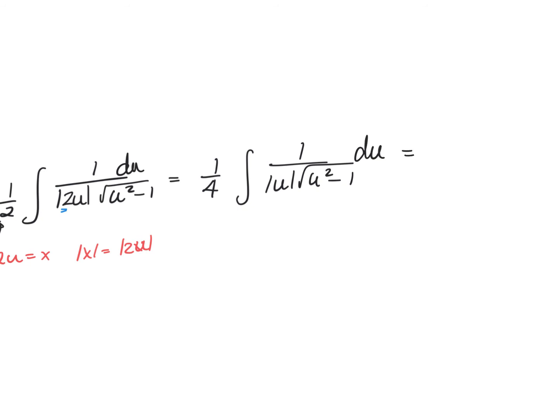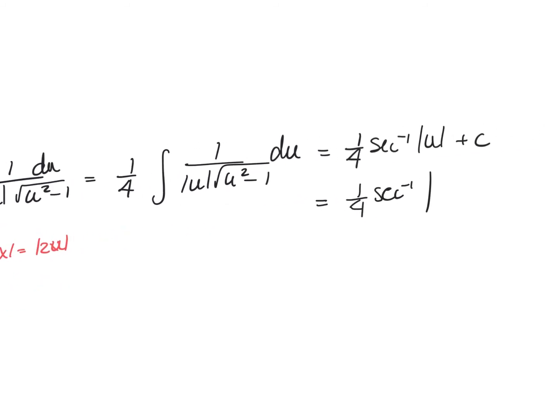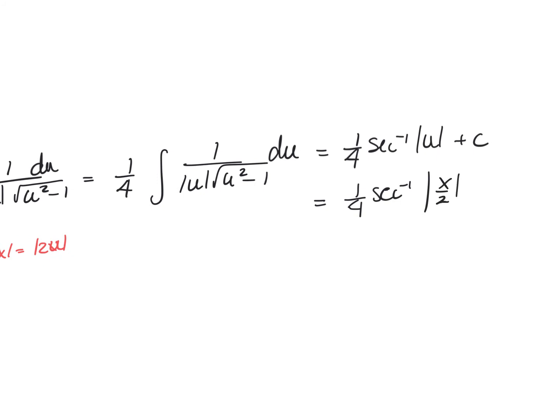Now, we know that this then becomes the secant. So it is 1/4 the secant inverse of the absolute value of u, plus c. So this is equal to 1/4 the secant inverse of the absolute value of, well, u again was x over 2, so x over 2, and then plus c. And that is my final answer.